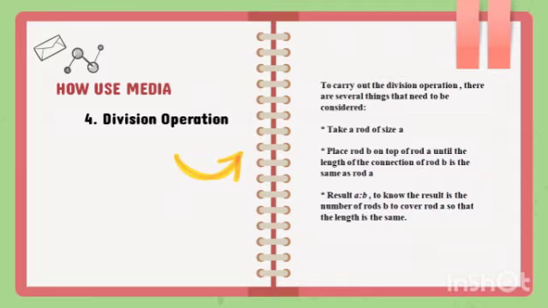Fourth, for division operation. To find the division, or A divided by B, there are several things that need to be considered. First, take a rod of size A. Second, place rod B on top of rod A until the length of the connection of rod B is the same as rod A. Third, the result of A divided by B. To know the result is the number of rods B to cover rod A so that the length is the same.